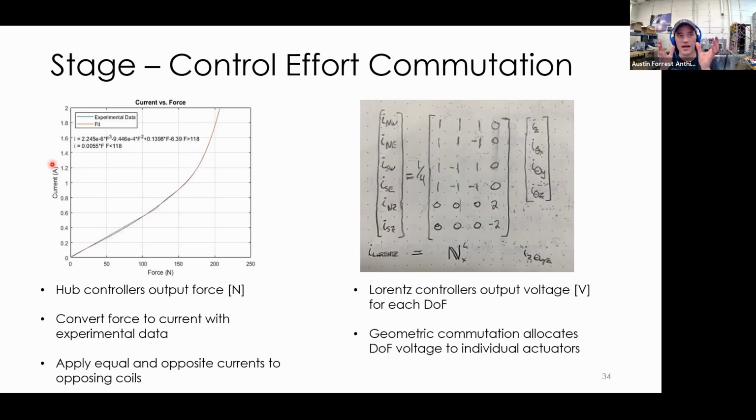Because it's not really that easy of a relationship, the hub actuator, if you apply current and you're at a different position, you'll get different forces. But the beauty of linear control is that we can just treat that as a disturbance into the plant and our controller will handle it.